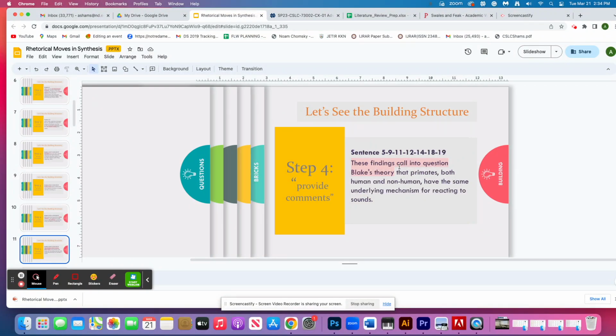The next sentence, sentence 12: these findings call into question Blake's theory. So the problem in Blake's theory is explained in this sentence. So that's also a comment.